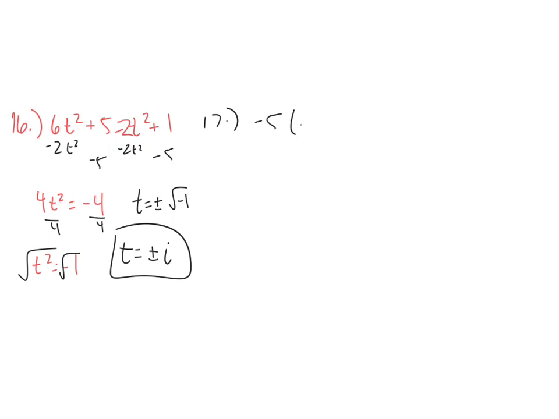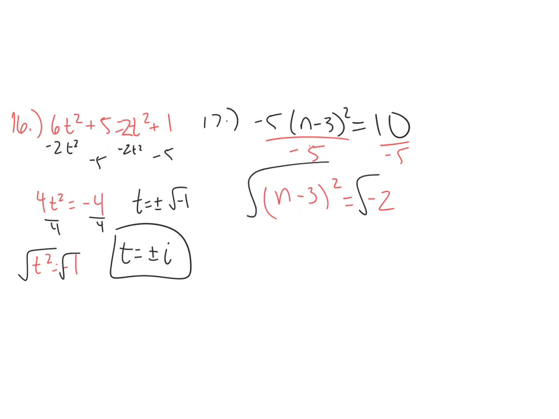I have negative 5 in parentheses, n minus 3 squared equals 10. So first thing I'm going to do, I'm going to divide everything by negative 5, because I'm going to get rid of the multiplication. I have n minus 3 squared equals negative 2. Remember, I still can't get rid of the subtraction inside the parentheses, so I have to square root both sides. So I have n minus 3 equals plus or minus, because that's the rule whenever you square root. The negative right here turns into i, square root of 2. Now I just add 3 to both sides, so my best answer is n equals 3 plus or minus i radical 2. And that's it.